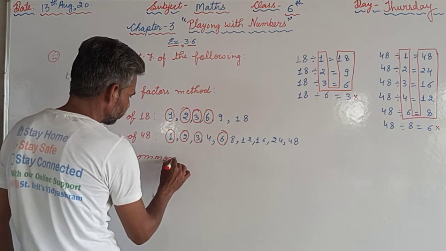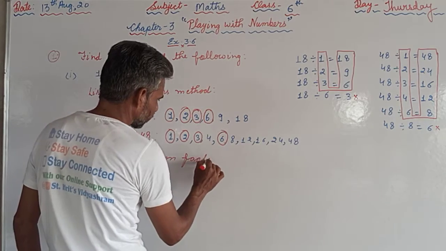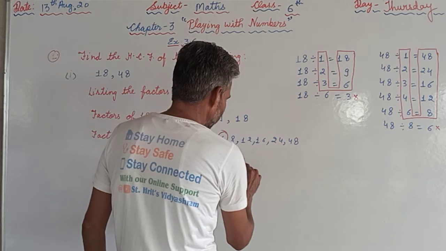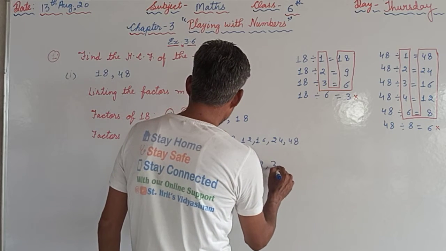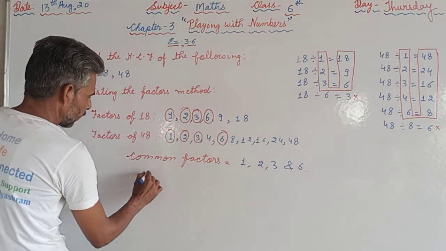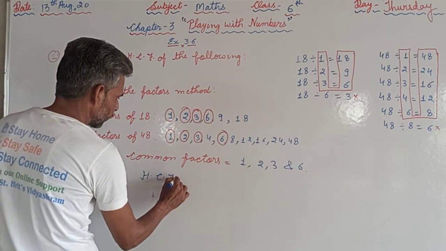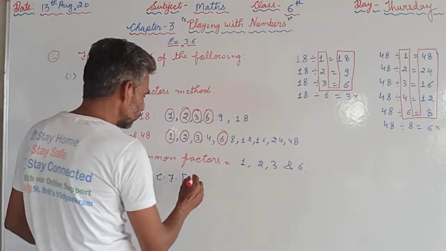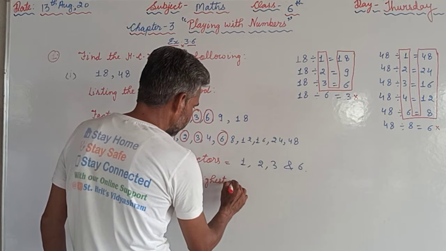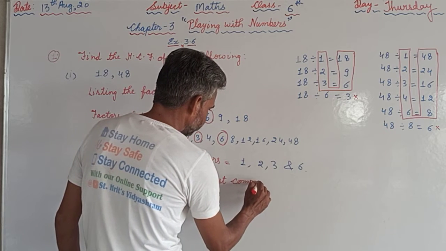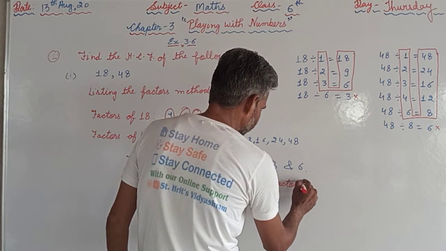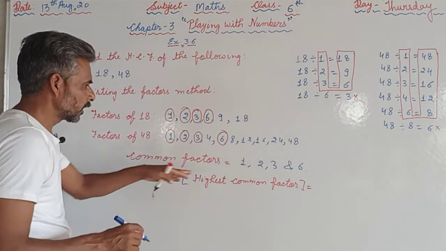Common factors. So we will write the common factors 1, 2, 3 and 6, and we have to find the HCF. Full form of HCF is highest common factor. So these are the common factors.